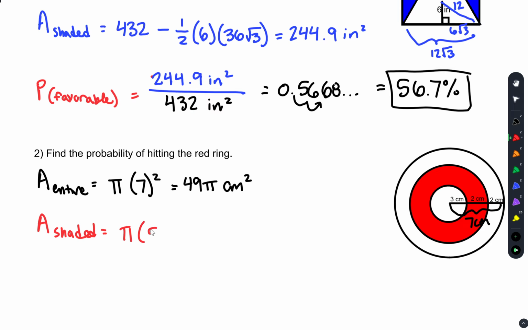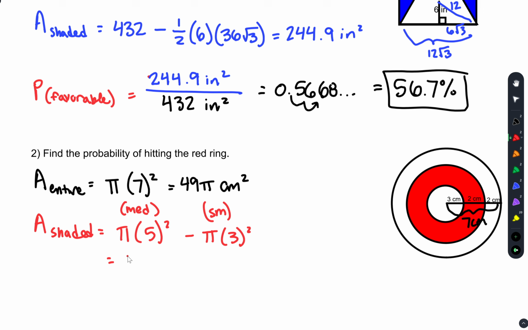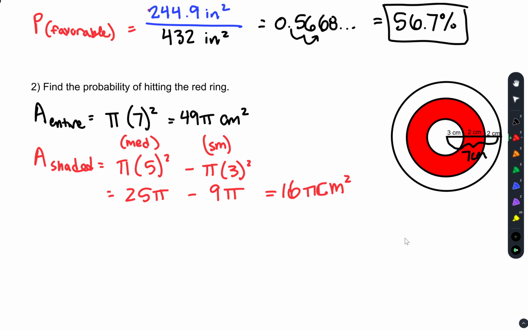So that's pi times the radius, 5 squared. And we're going to subtract away the part in the center that we don't want. So that's pi times 3 squared. That's our small circle. So this gets me 25 pi minus 9 pi, or 16 pi centimeters squared. This thing is so cooperative. Okay. So the shaded area is 16 pi centimeters squared.